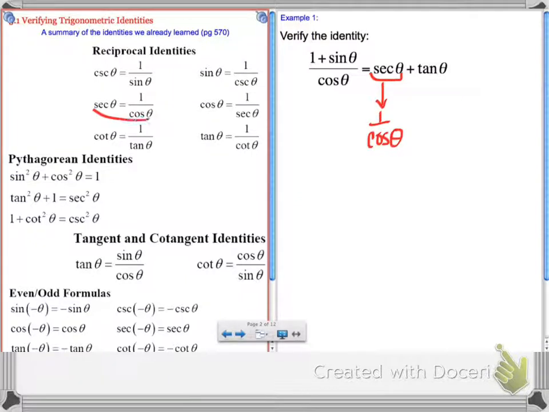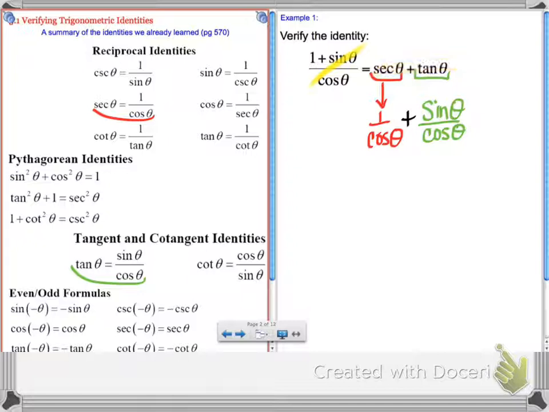We're going to start with the right-hand side because honestly these two sides are kind of equally complicated. So we're going to start with the right-hand side and see what we can do to turn it into the left-hand side. So I'm going to start by changing to sines and cosines. Secant is 1 over cosine. Tangent is sine over cosine. And a second reason why I chose the right-hand side is the left-hand side is already in terms of sine and cosine, so this I can turn into sines and cosines.